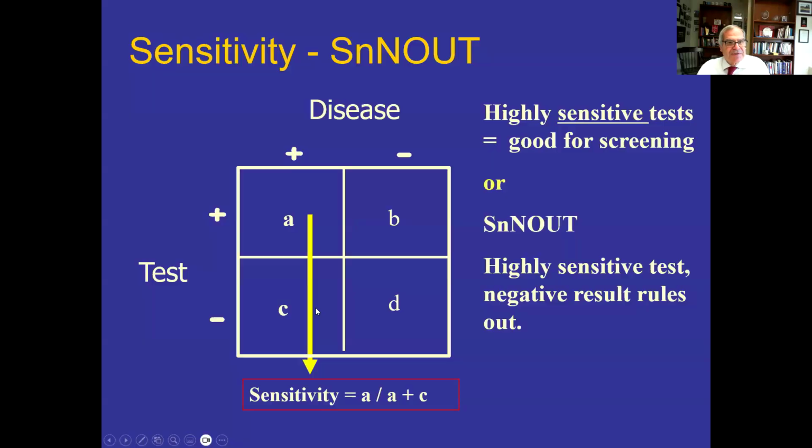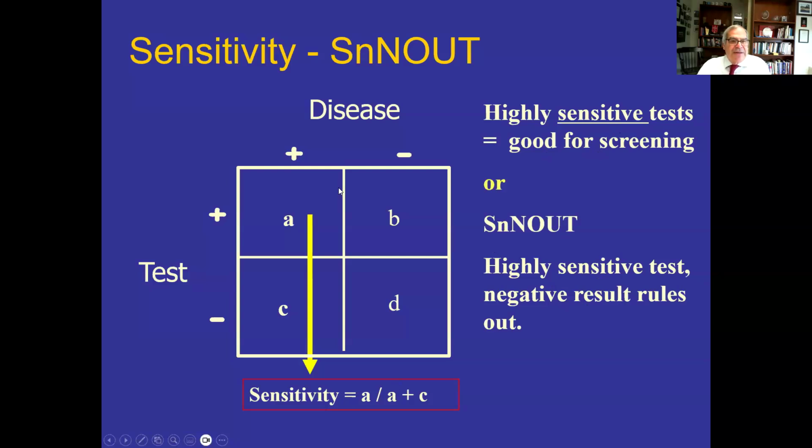What are the big effects? And this is where we now come back in, if we think again about sensitivity. Now we're thinking sensitivity, and a term that you've probably heard and been familiar with is SNOUT. Basically this is saying that a highly sensitive test is good for screening. A highly sensitive test, sensitive, negative, rules out the disease. This is where you have SNOUT ruling out a particular disease.